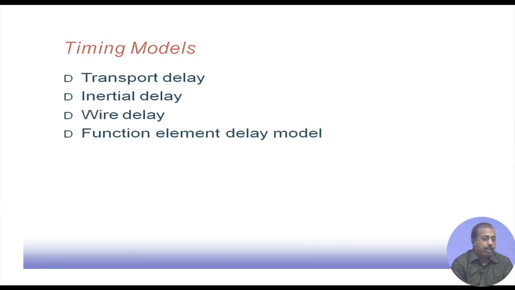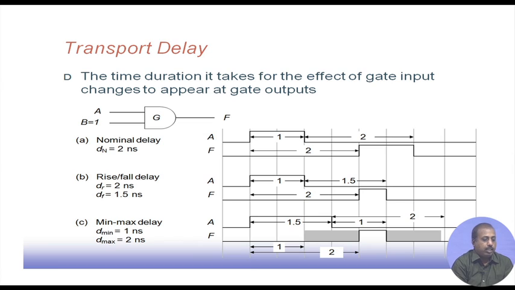There are several timing models that we need to consider: transport delay, inertial delay, wired delay, functional delay. When I am doing this simulation, the delay part also has to be modeled. Transport delay is the time it takes for the effect of gate input changes to appear at the gate output. Suppose I have a gate G like this, which has a nominal delay of 2 nanoseconds.